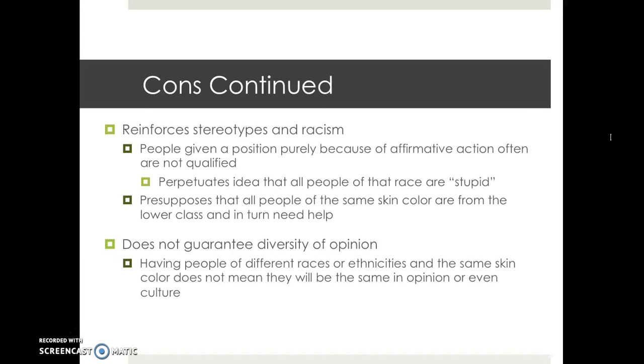It also does not guarantee diversity of opinion by having affirmative action. Having people of different races or ethnicities and the same skin color does not mean they will be the same in opinion or even culture.